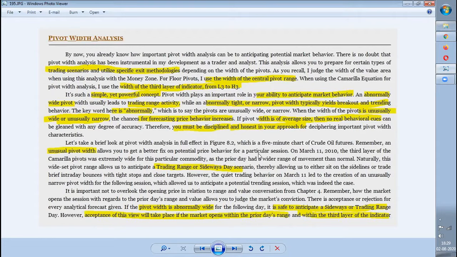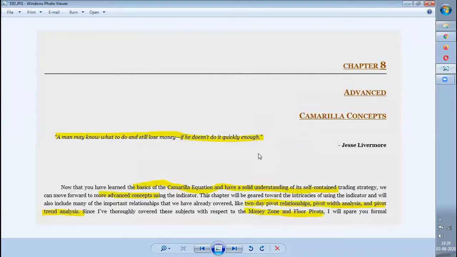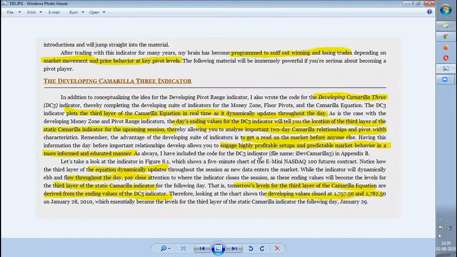Before going into this video, kindly watch the previous video where I started the chapter 8 Advanced Camarilla concept, in which I talked about developing the Camarilla 3 indicator. Also watch the chapter 7 video so that you get some basic understanding of Camarilla. If you want to understand what pivots are and what the central pivot range is, then do watch the videos of chapters 5 and 6, so that you get an in-depth understanding of the central pivot range, what pivots are, and why they are used.